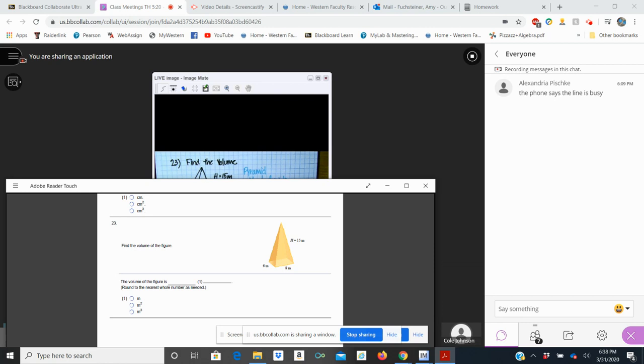So our volume is 1/3 times 6 times 8 times 15. And I get a 240. And this will be meters cubed. Volume is always cubed.